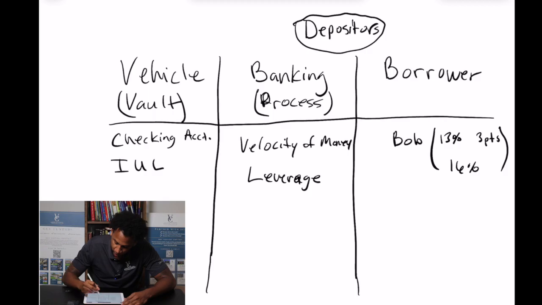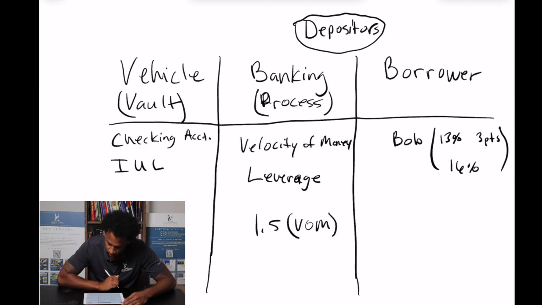All right, and this is the process. So at Vertical Capital, we utilize the velocity of money. And you could check out our video that we did on the velocity of money, top right corner. At Vertical Capital, we could use the same dollar 1.5 times in a calendar year. And that's our VOM, velocity of money. So with that being said, I have to pull out my calculator.